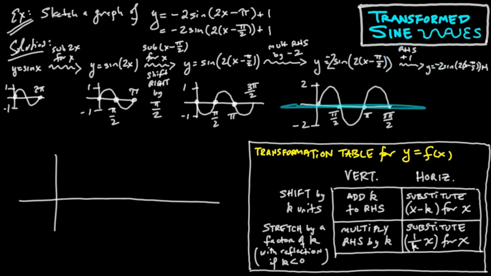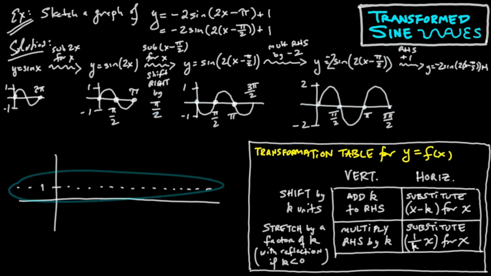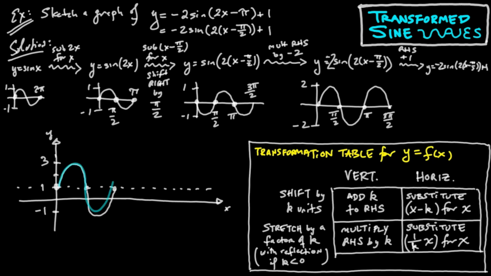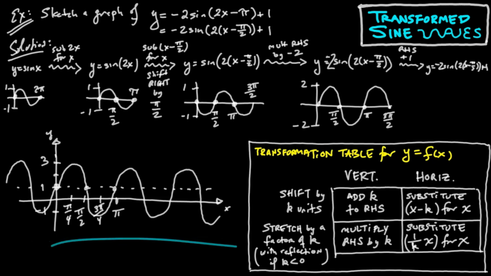So instead of having the horizontal axis as our midline, that is going to be at y equals 1. The amplitude is 2. We're going up and down 2 units from our midline. So that will take me up to 3 at the top and minus 1 at the bottom. And now everything just moves up. So here's one full period, which we know is going to end at pi. That'll be pi over 2 right there. Peak will be at pi over 4. That trough will be at 3 pi over 4, and so on and so forth.